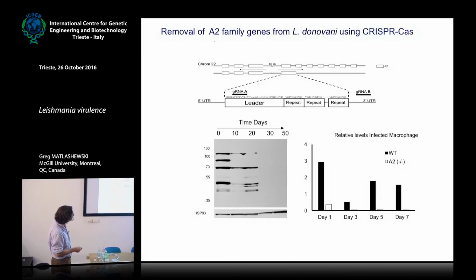And if we look at levels of infection in macrophages, you can see that the wild-type cells have much better levels of infected macrophages than A2 minus cells.